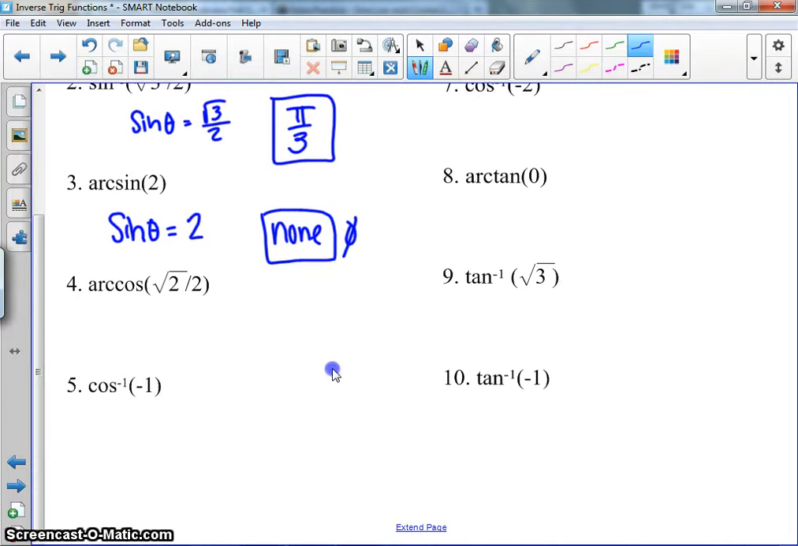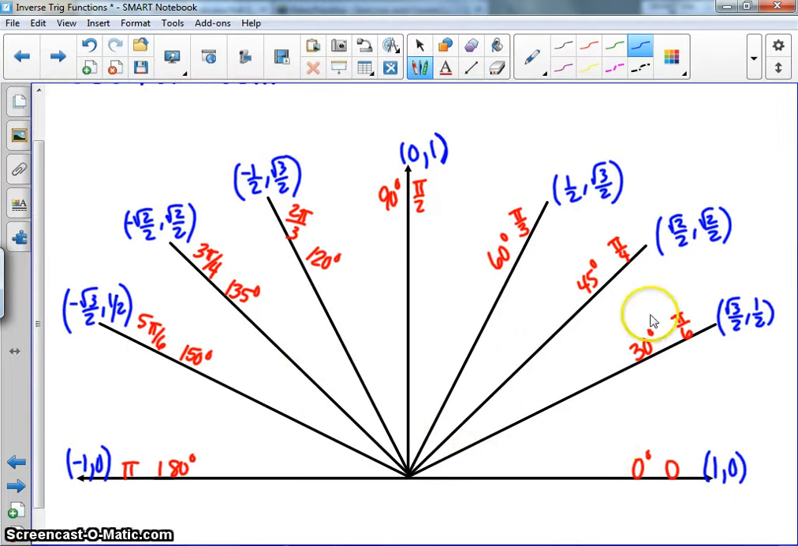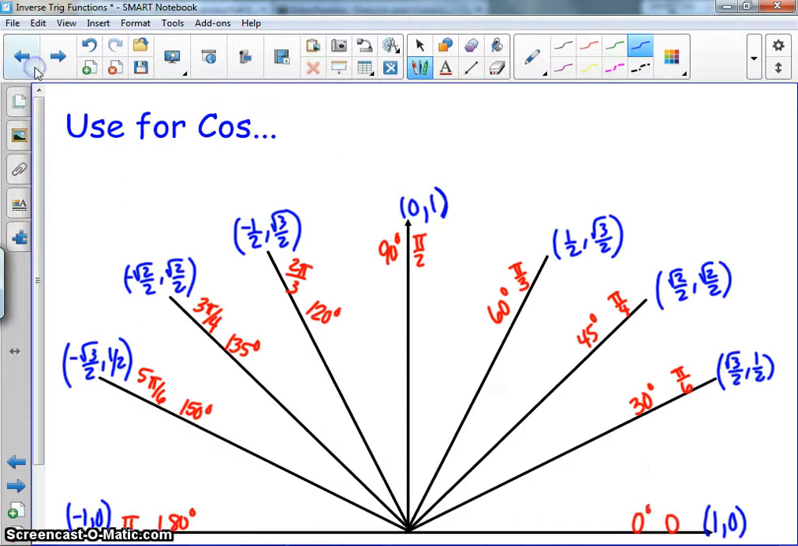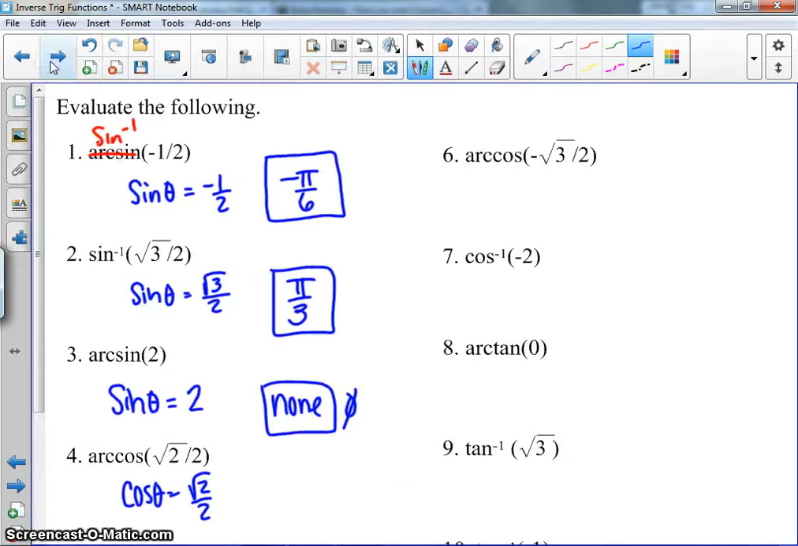Let's look at some cosine problems. This is asking me, where does the cosine equal square root of 2 over 2? And so for cosine, I'm going to use the other diagram. I'm going to use this one. It's kind of close to Thanksgiving because this is fall, so this kind of reminds me of like a turkey butt, like turkey feathers here. So I'm looking for where's the x positive square root of 2 over 2. So where's the x coordinate positive square root of 2 over 2? And that's going to be right here at pi over 4. So pi over 4 is my answer.